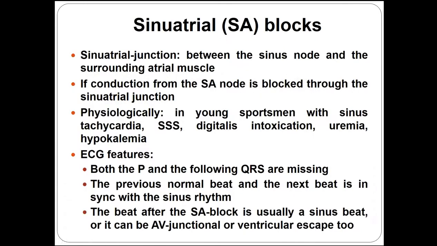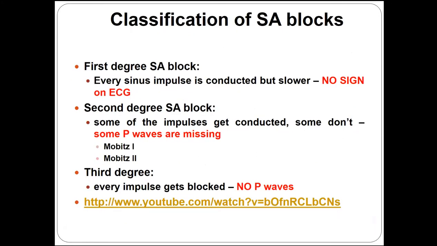Now, let's go to the SA blocks. The SA block means that we do have an SA node that generates the impulse. However, the surrounding area doesn't let the charge go through. So this way, when we have a third degree block, the atrium is not activated at all. It means there is no P wave. This is what we are talking about with the third degree.